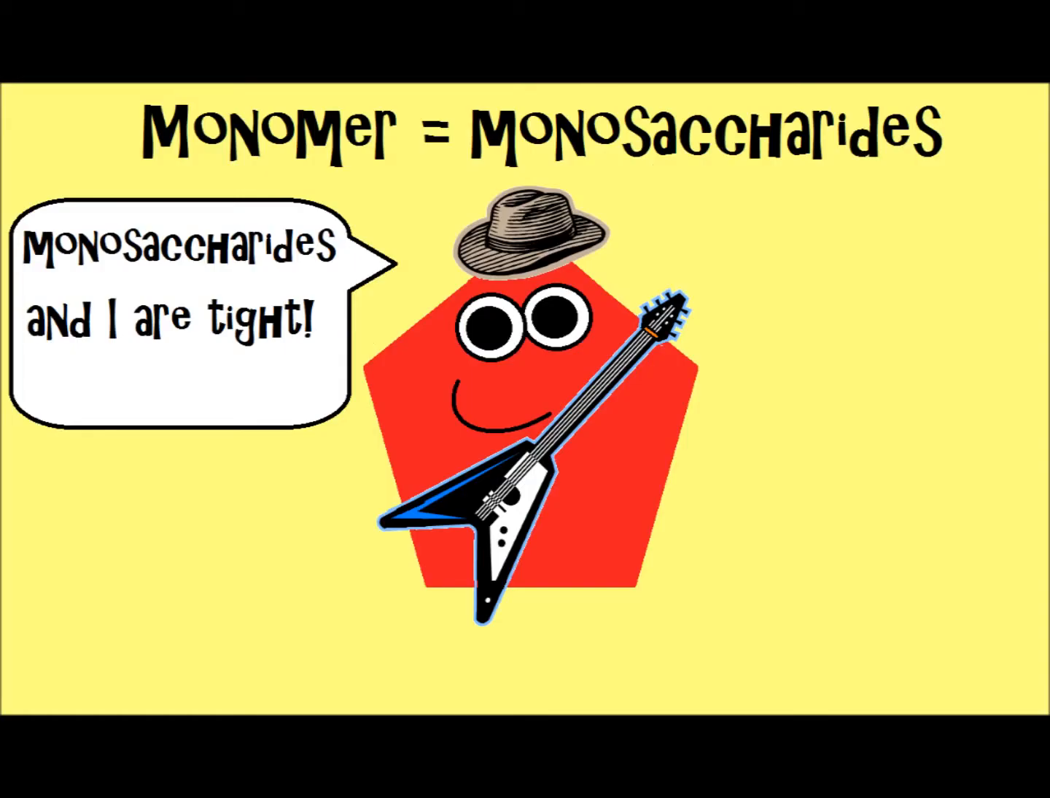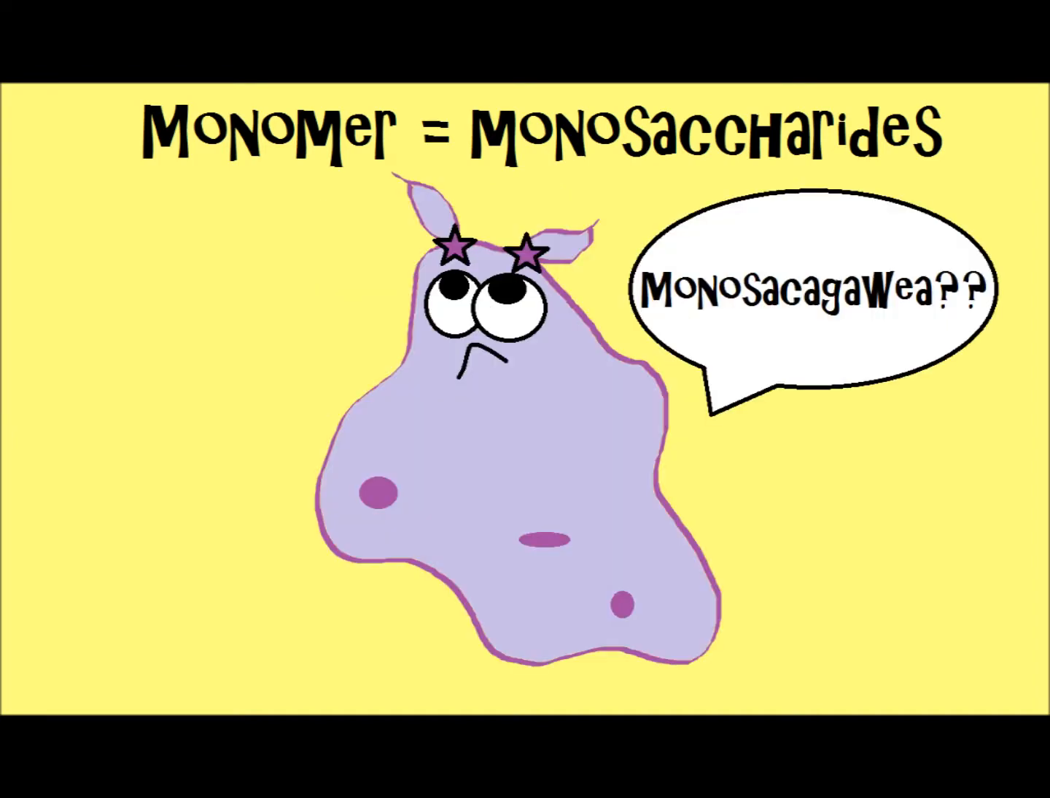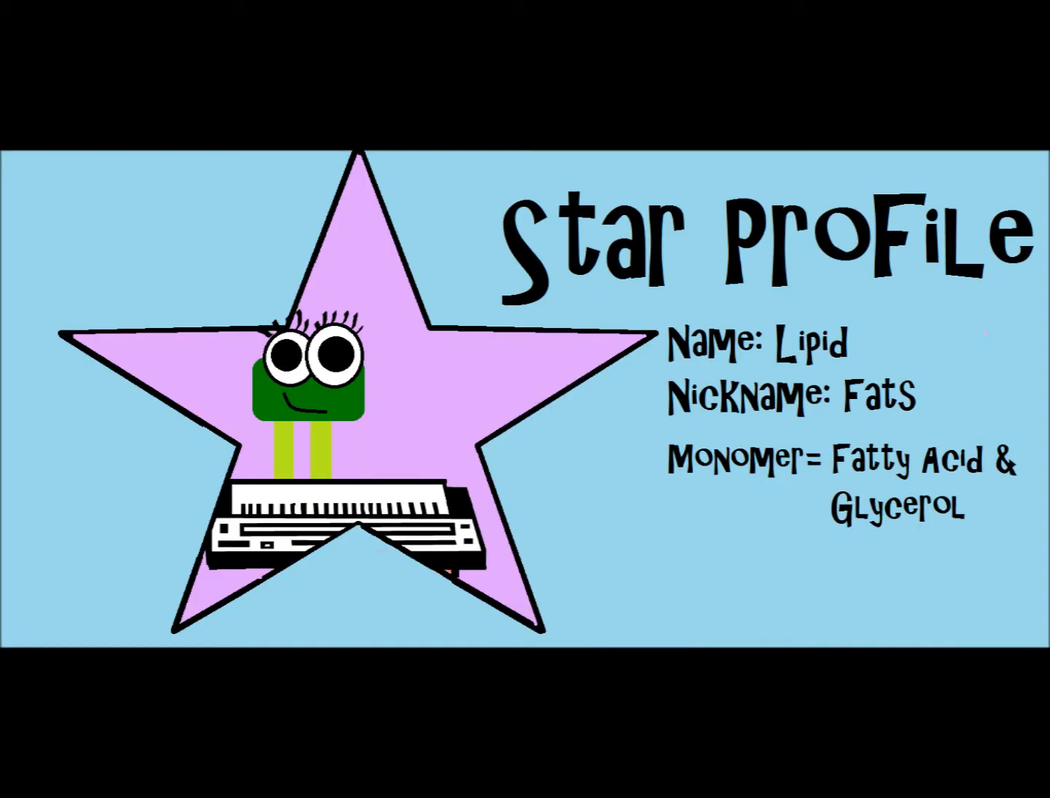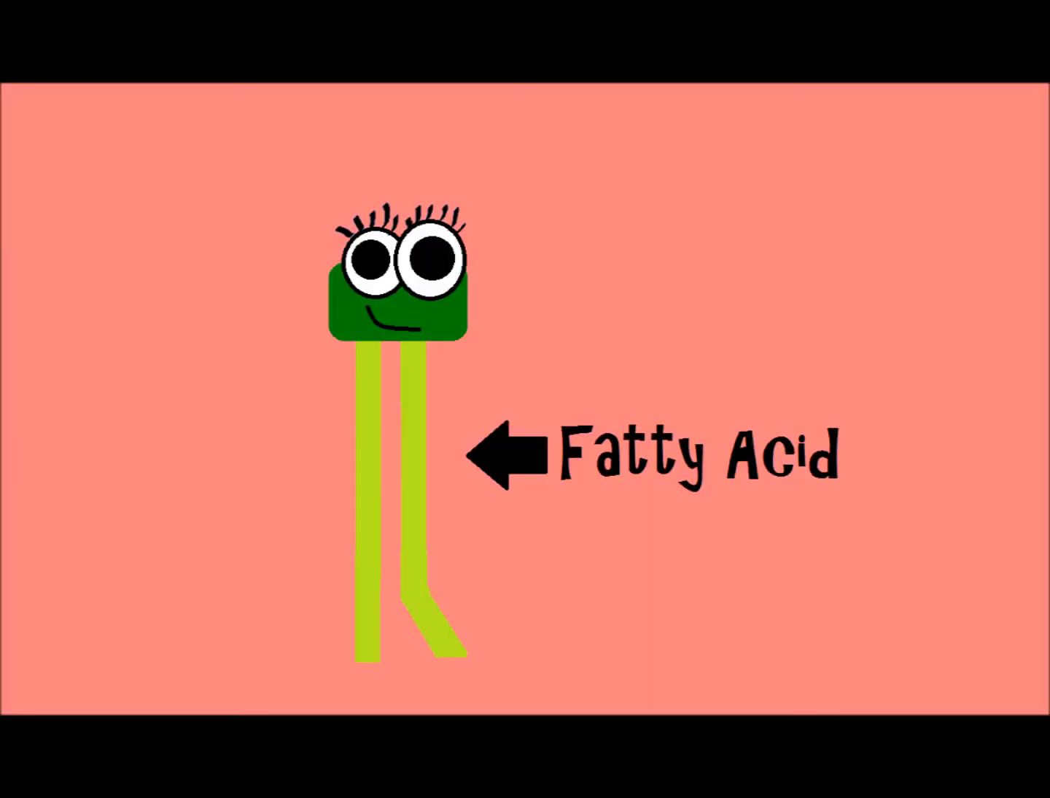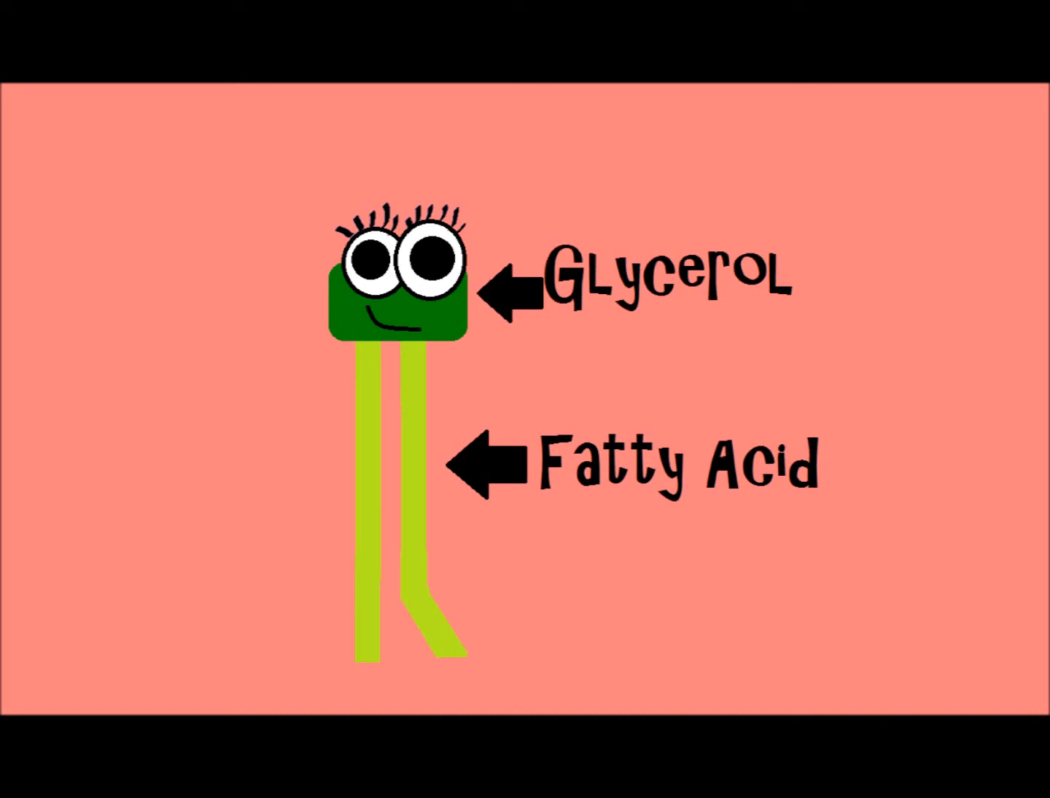Now, carbs have a monomer. Again, remember, monomers are building blocks. The monomer for a carb is called a monosaccharide. I know that's a big mouthful, but monosaccharides make up a carbohydrate. Next thing, lipids. Lipids are better known as fats, and they have 2 monomers, actually. Their monomers are called a fatty acid and a glycerol. Okay, fatty acid and glycerol. Those are the monomers for lipids.